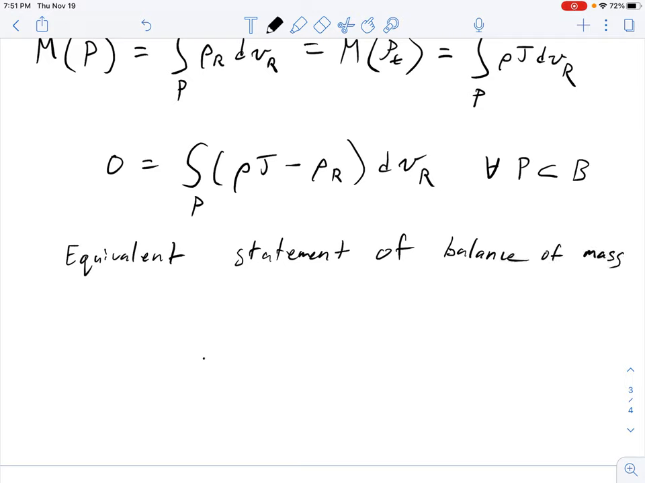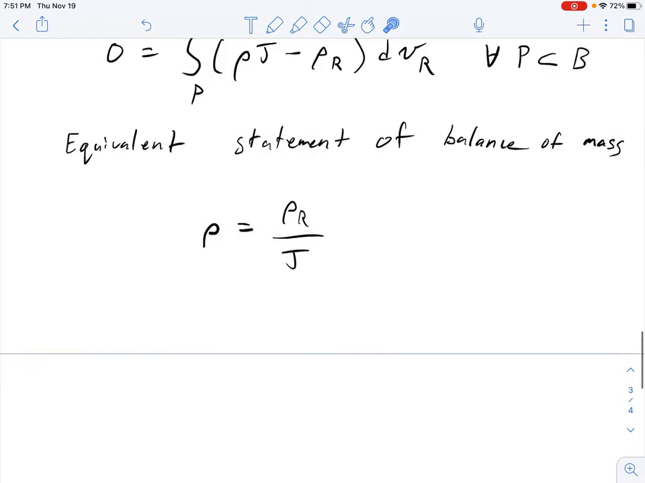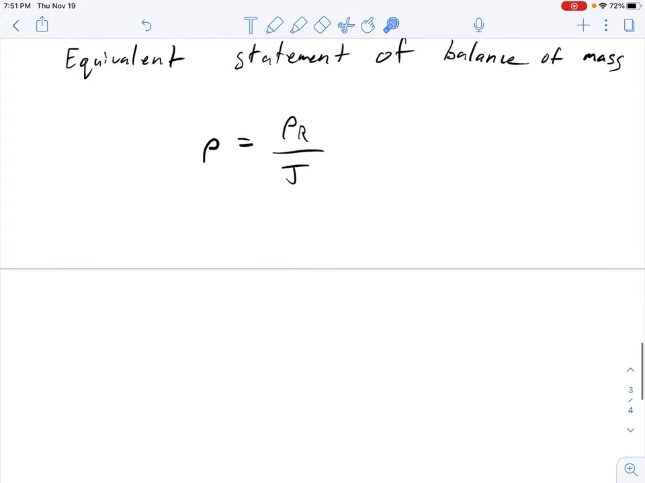We would have that rho is equal to rho r over J, because this has to be 0 for all space and time by the localization theorem. All right, so as a result, we get the following.